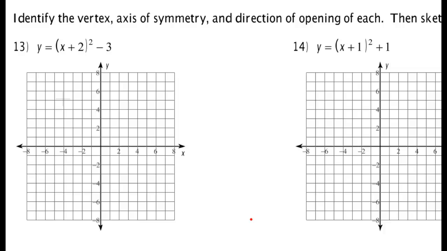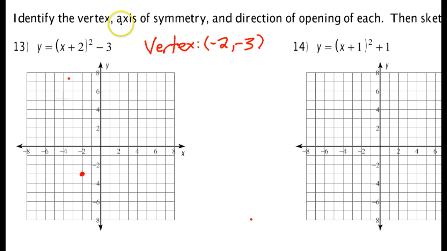Let's try this vertex graphing. So where is the vertex for number 13? We have to be careful. The one thing that could get you is that the sign is always the opposite for the x. When it's in parentheses, in general, the sign is opposite. So the vertex is at -2, comma -3. Just the x is different. So I know -2 on the x, -3 on the y. Right there, there's the vertex.